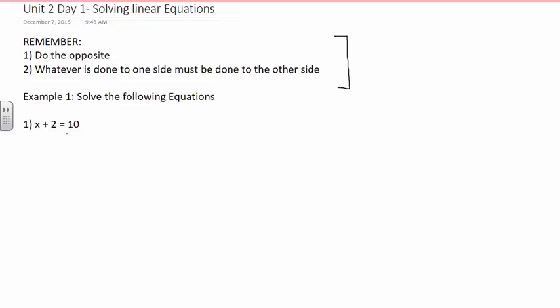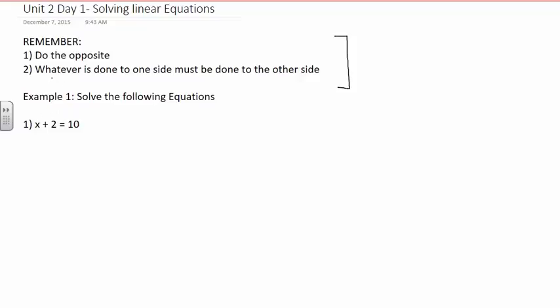Example 1, solve the following equations. Here we have x plus 2 equals 10. We know solving the equation means figuring out what x actually equals. So first, let's do the opposite. Plus 2 is what's in the way right now of x being by itself, so we need to rearrange so that x is by itself. The opposite of plus 2 is negative 2, so we subtract 2 from this side to get x by itself.